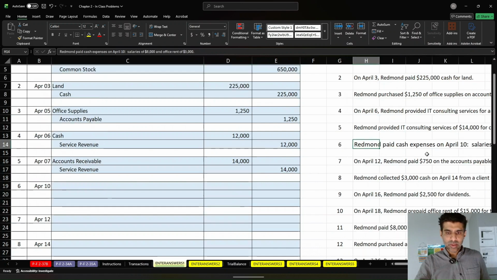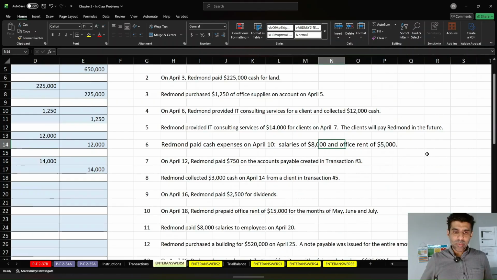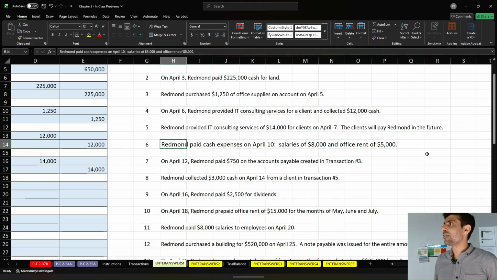Let me do one more. We paid cash expense on April 10th. Salaries, 8,000 and office rent, 5,000. So this is our first little taste of a transaction that is going to have more than two accounts. So what are the three accounts involved here? There's three. Who wants to help me? Yeah. Cash, and then I did salaries expenses, and then rent expenses. Exactly right. Salaries expense, rent expense, cash. Those are the three accounts.